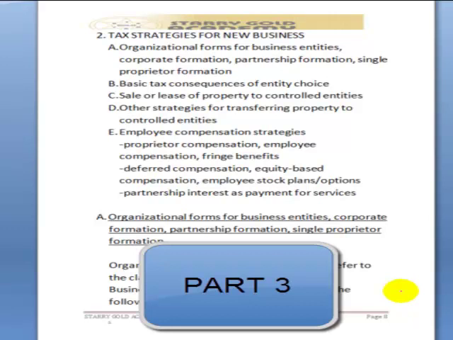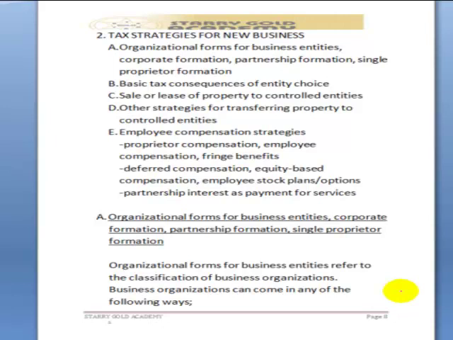Topic 2 says tax strategies for new business. Tax strategies for new business, okay? And we have about five items to treat underneath it. The first one talks about organizational forms for business entities, corporate formation, partnership formation, single proprietor formation.